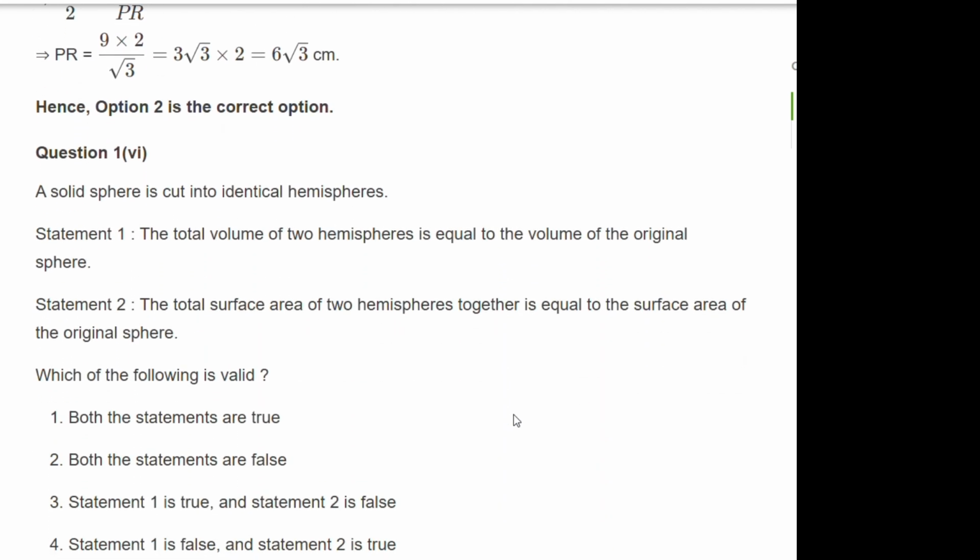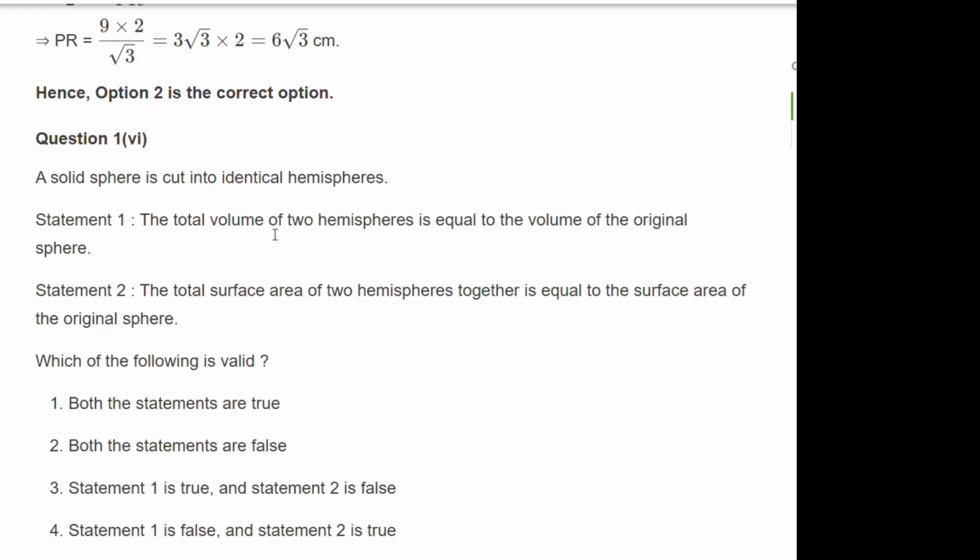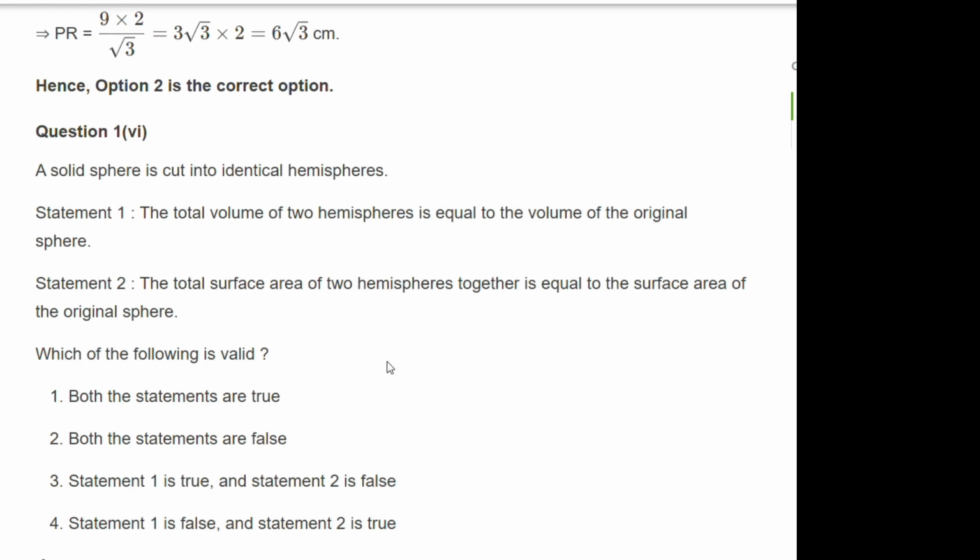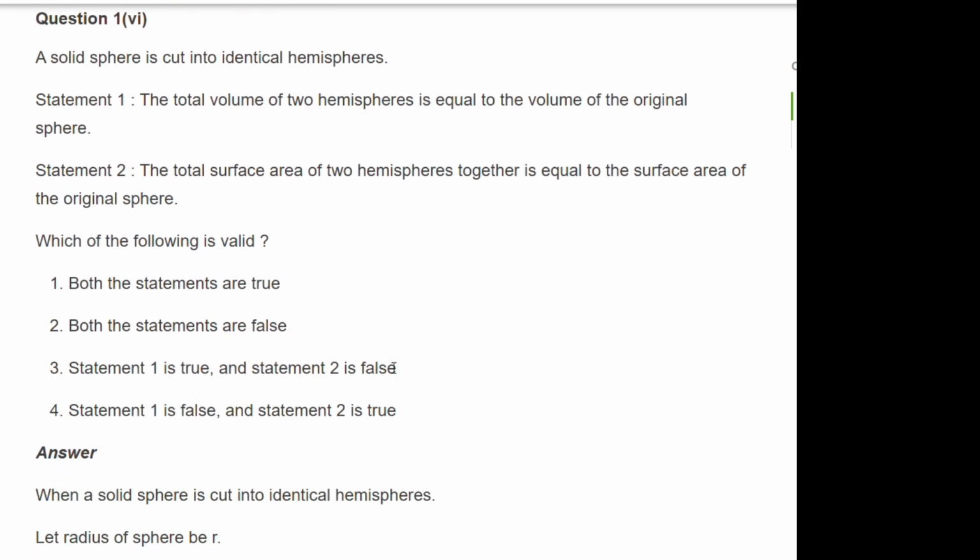Sixth question. A solid sphere is cut into identical hemispheres. Statement 1. The total volume of two hemispheres is equal to the volume of the original sphere. Statement 2. The total surface area of two hemispheres together is equal to the surface area of the original sphere. Which of the following is valid? Now come to the answer.